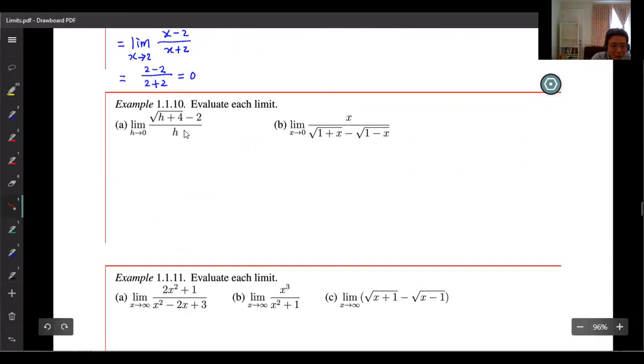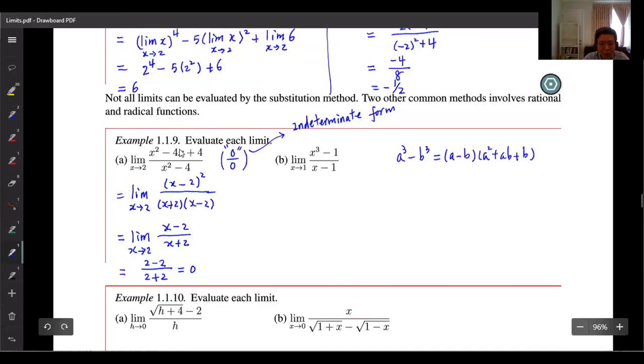Let's do this one. What's the technique? For this one, we know it's factoring. That's the key. Factoring, very important.